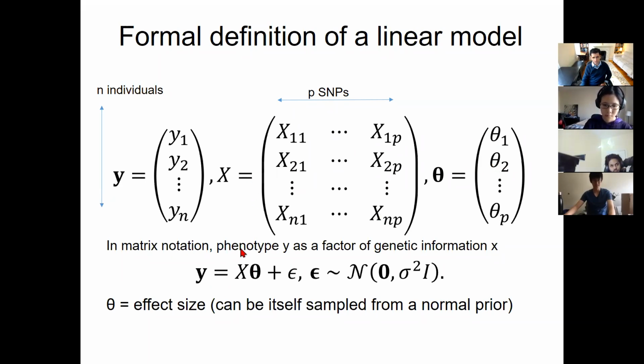So in matrix notation, we can express phenotype Y as a function of genetic information X. We're multiplying all of the effect sizes for every individual by their dosage at every genetic location, and that gives us the predicted value for that phenotype. So we're asking, what is the deviation between that predicted value and the observed value? And how does that relate with noise, which is Gaussian distributed with some variance? Theta is the effect size, which can itself be sampled from a normal prior. So you could have a hyperparameter from which you're sampling this distribution, similar to a Dirichlet model.